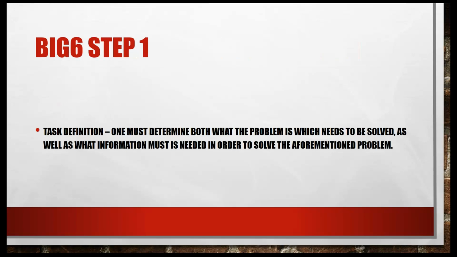Okay, so step 1. Step 1 is task definition, right? So one has to determine both what the problem is which needs to be solved, as well as what information is needed in order to solve the aforementioned problem. So in other words, what do you need to know? And what information do you need to know that stuff?